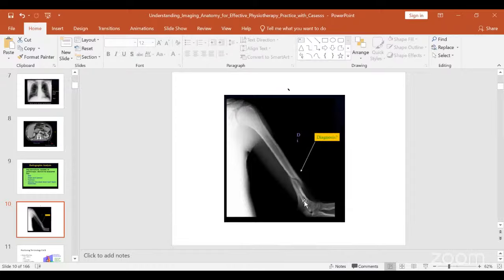A complete fracture. The conclusion is what? A spiral fracture. Are we together?